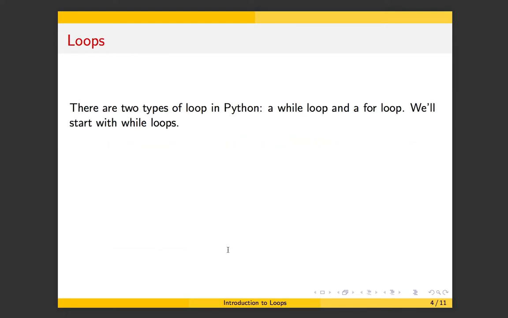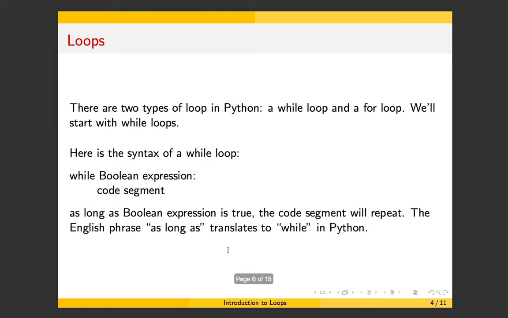There are 2 types of loop in Python, a while loop and a for loop. We're going to spend 2 days on while loops, and then the 3rd day we will move to for loops. So here's the syntax of a while loop. You write while, and then you have to have a Boolean expression here, an expression that can be either true or false. And then inside the while, you have it indented, just like you do for an if statement.